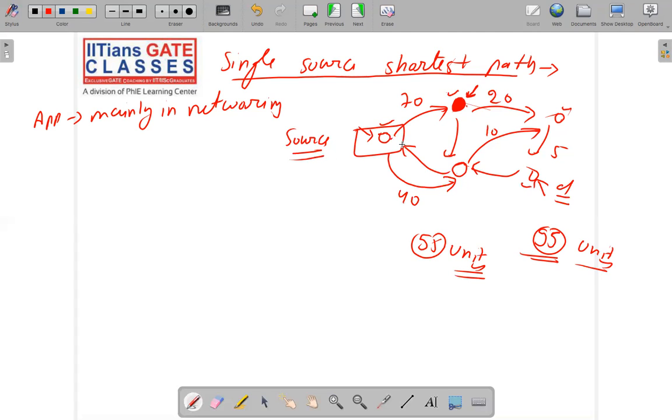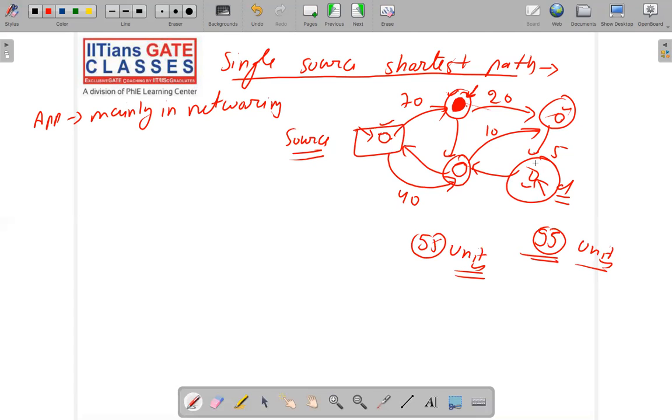From this source, for each node, identify the minimum path. Not only this node, not only this node. For this node also identify the minimum path. For this node also, for this node also, identify the minimum path. So that is our problem. For a given node in a network structure, we can represent it in the directed graph format.